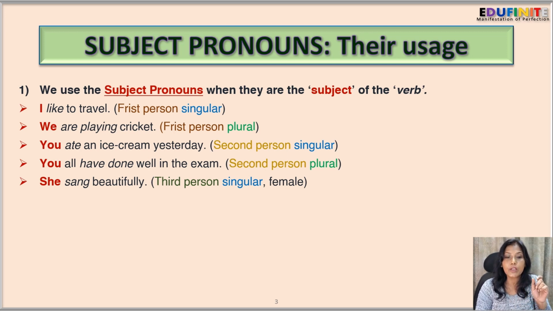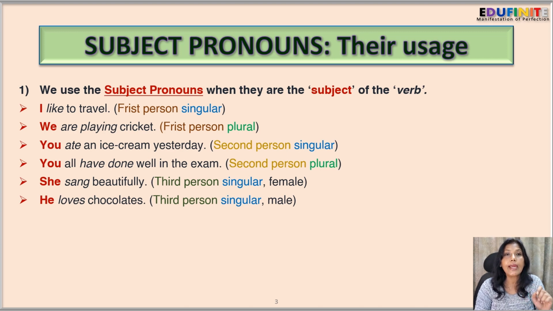Now the next sentence. She sang beautifully. Here the word she is third person singular and she represents female. So when we use she, we use it for any female noun. And it is the subject of the verb sang. So it is a subject pronoun. Next, he loves chocolate. Who loves chocolate? He. So he is the subject and it is third person singular and he represents male.